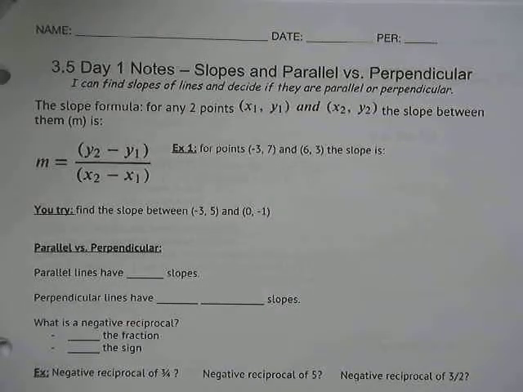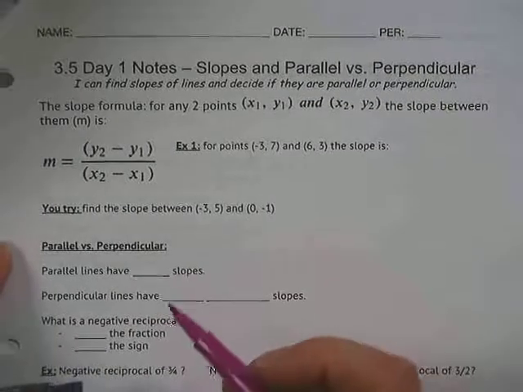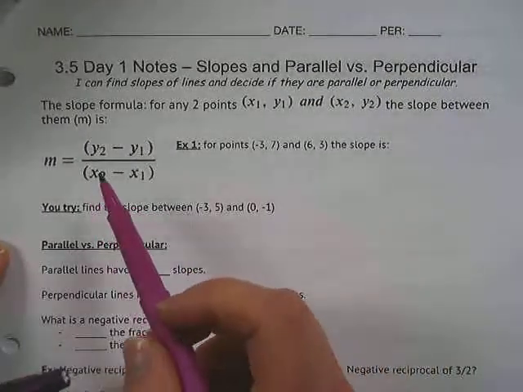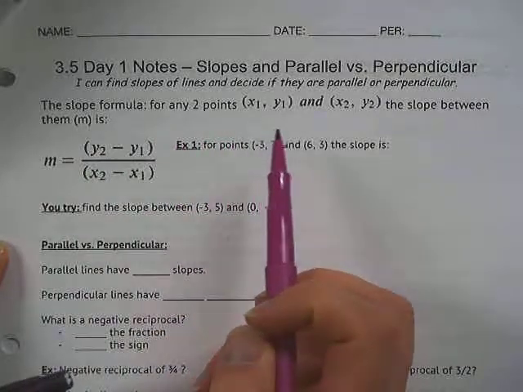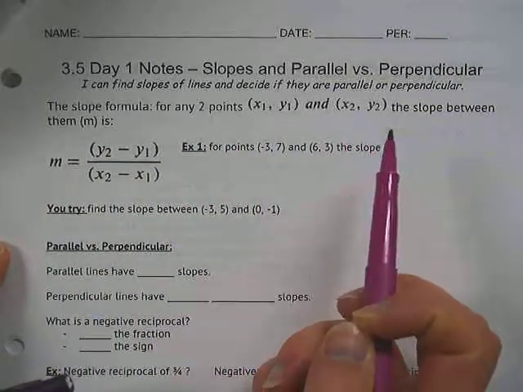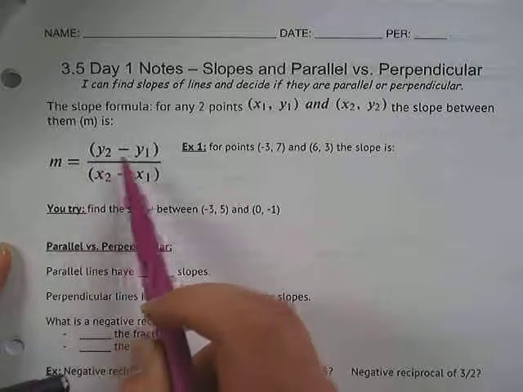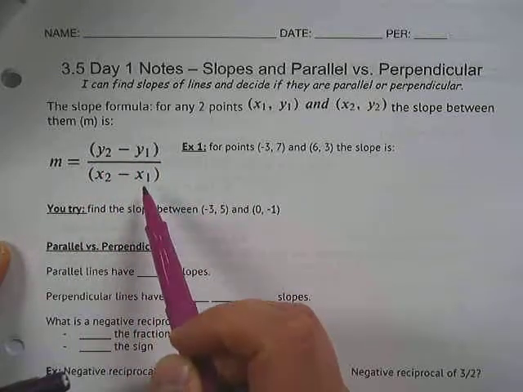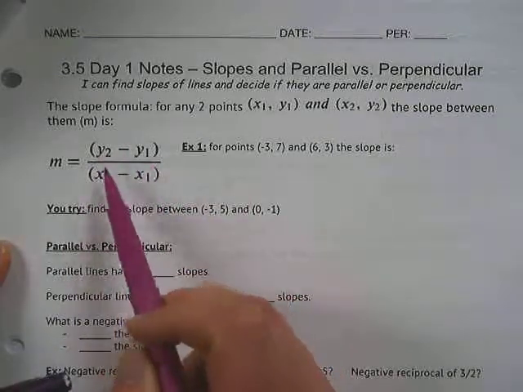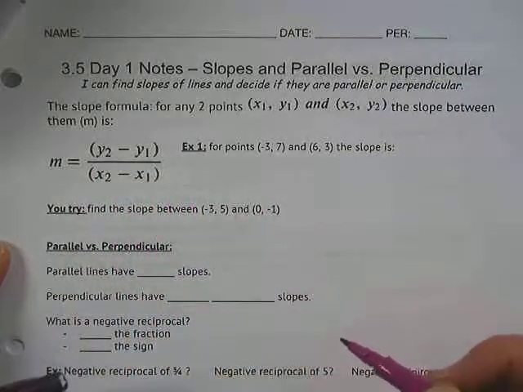Okay, so first, in order to find out if lines are parallel or perpendicular, we need to be able to find their slopes. So you've probably done slope in algebra, but just as a quick refresher, the slope formula, slope is usually m if you're talking about general forms and things like that. For any 2 points, x1, y1 and x2, y2, the slope between them is y2 minus y1 over x2 minus x1. So it's the change in the y values over the change in the x values.